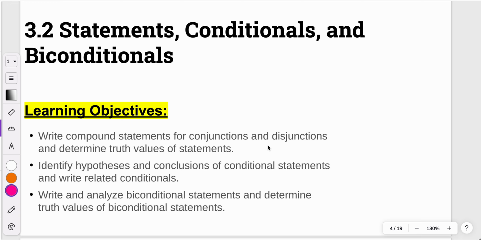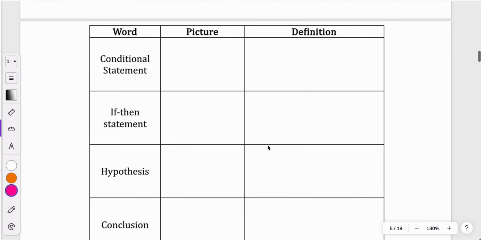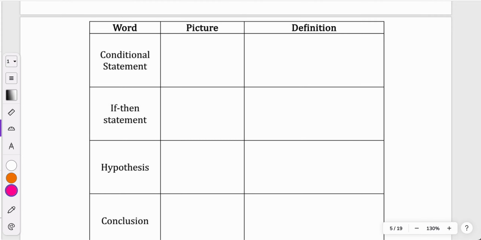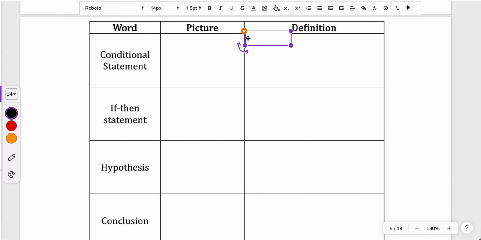We are going to be looking at lesson 3.2, which is statements, conditionals, and biconditionals. Be prepared and buckle up for a lot of writing today because it's a lot of statements. Compound statements for conjunctions and disjunctions, determining truth values of statements, related conditionals, identifying hypotheses, conclusions, and then analyzing biconditional statements and determining truth values of those things. Okay? Of course, we are going to start off with some definitions.